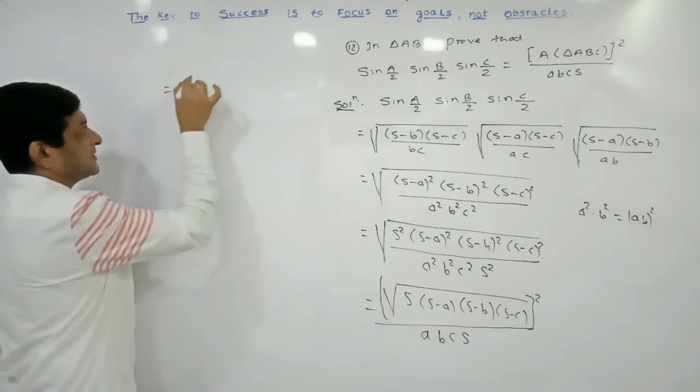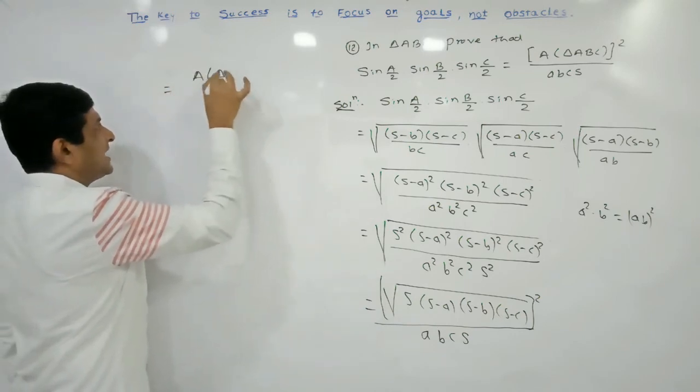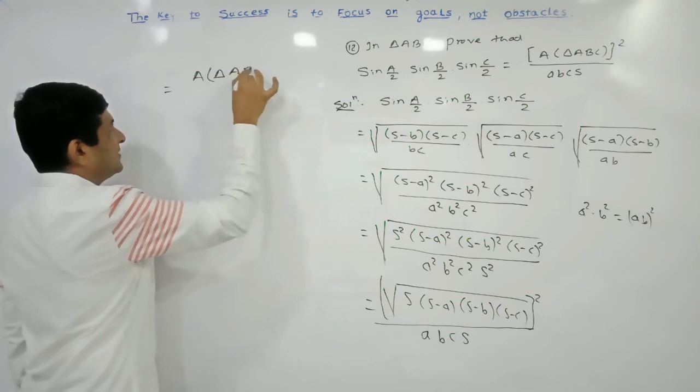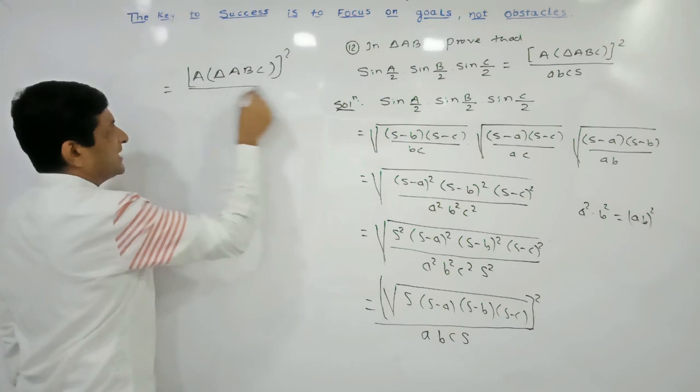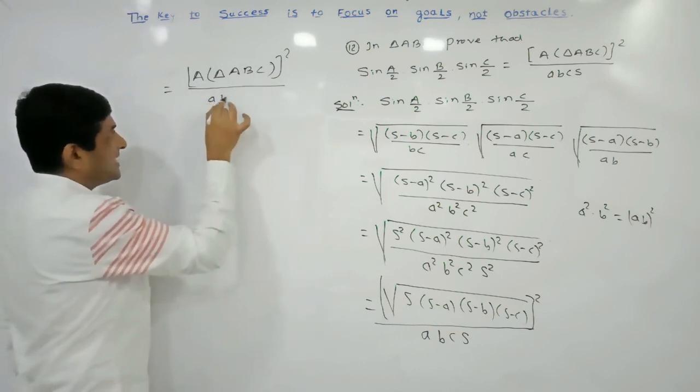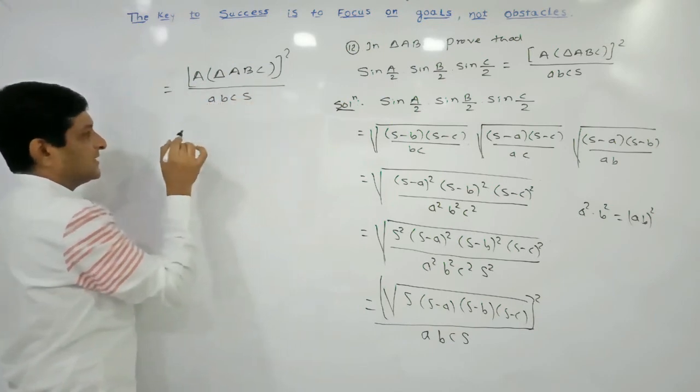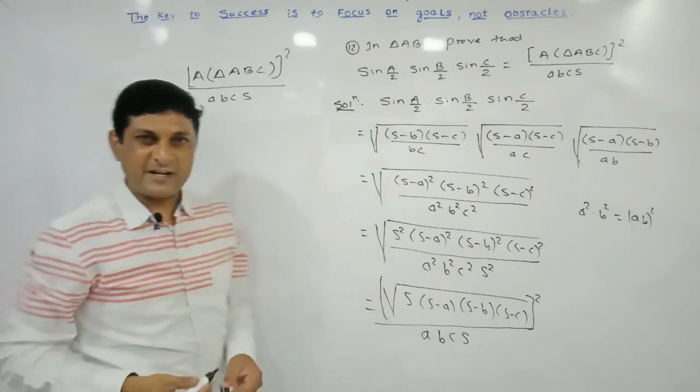So replace it by the area of triangle ABC. Keep this whole bracket square as it is, and in the denominator keep the terms as they are, a, b, c into s. So in this way we have got our required result.